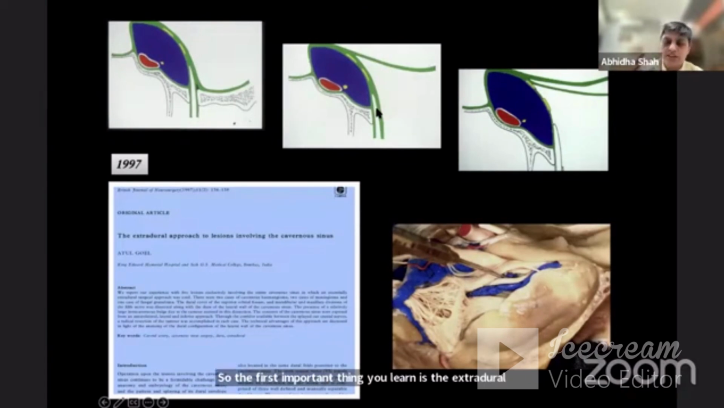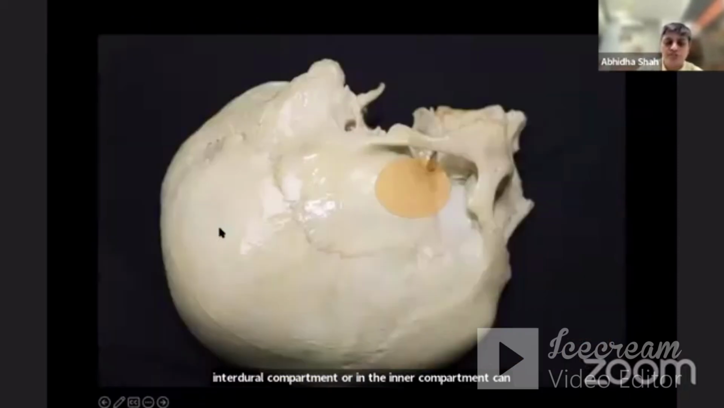All the tumors that are in the lateral aspect, in the interdural compartment, or in the inner compartment, the majority of them can be approached by this extradural approach to lesions of the cavernous sinus. Quickly, let's look at it.